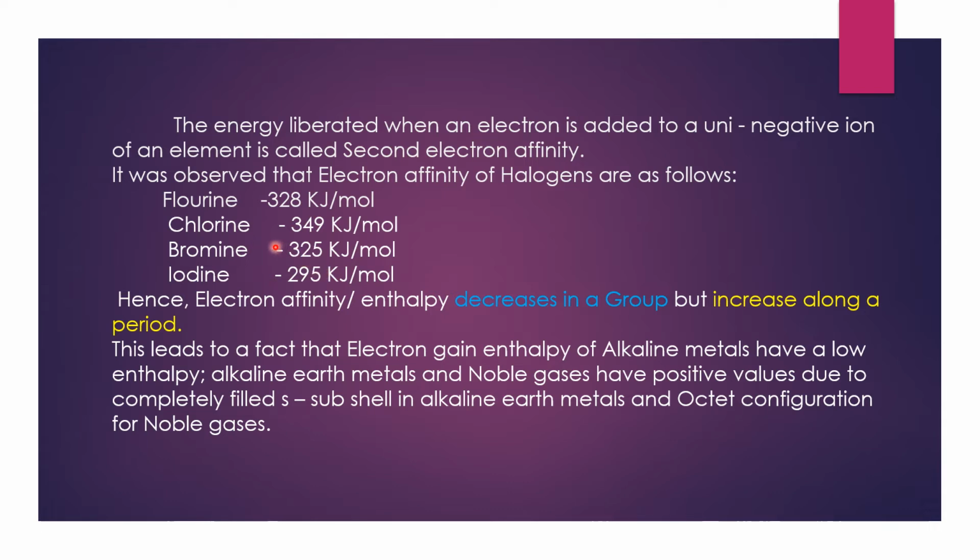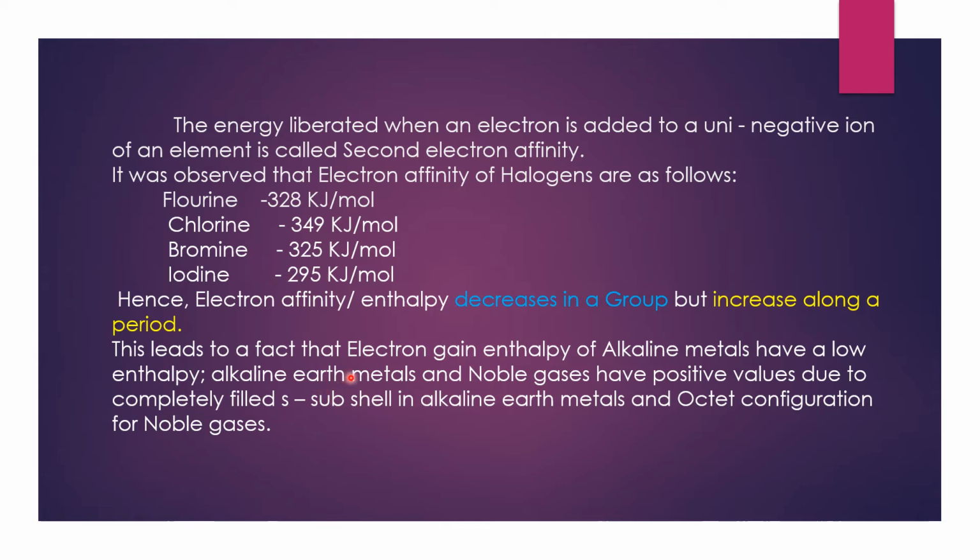But what is this again? Chlorine has higher electron affinity than fluorine. This is an exception because chlorine, with its electronic configuration of 17 electrons, is ready to gain one more electron easily. So its electron gain enthalpy is more than fluorine. Hence, we can say that electron affinity or electron gain enthalpy decreases in a group but increases along the period.